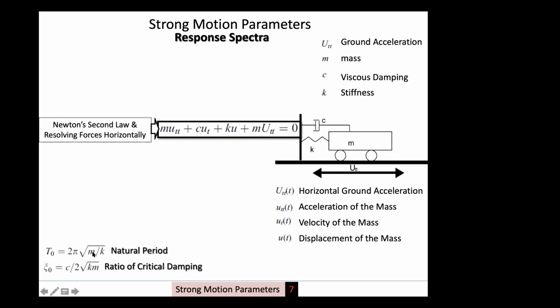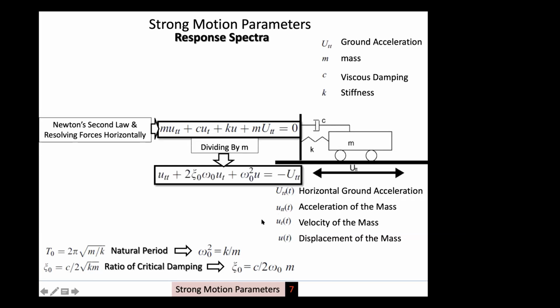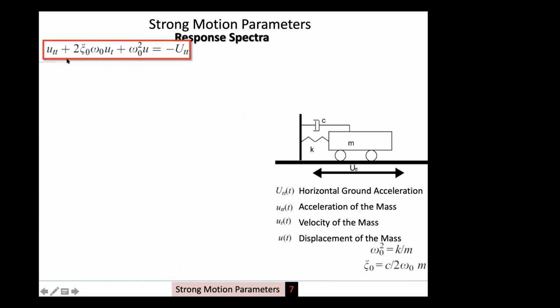So we define two parameters here. The first one is the natural period, and the second one is the ratio of critical damping. This is the natural frequency, simply the natural frequency, and this is the damping. Again, if we divide this equation by m, we will reach this equation. So this is the final equation that we need, the equation of motion.